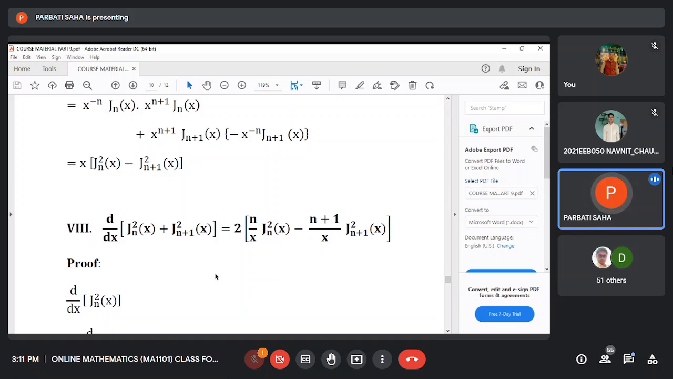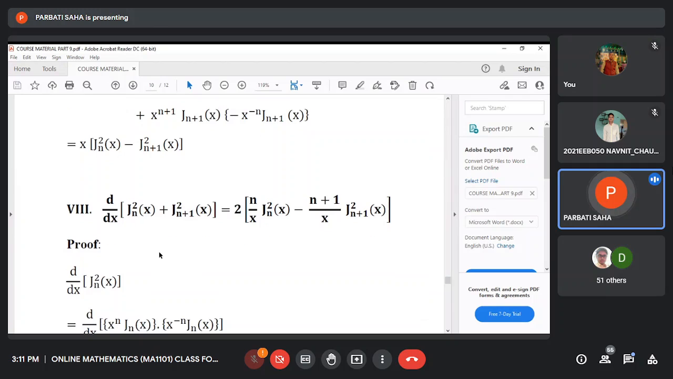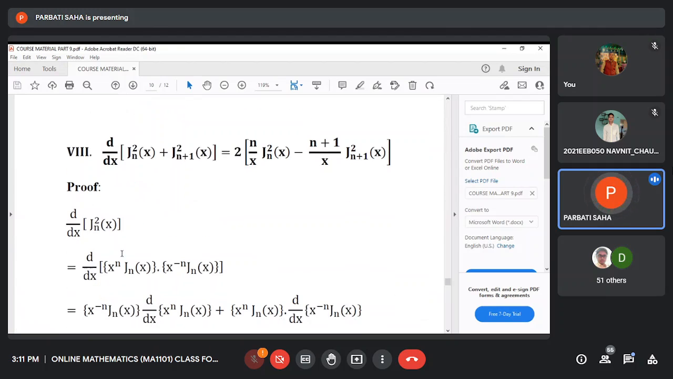Another relation you have to prove. Just see, d/dx of this. Now d/dx of Jn square x: Jn square x may be written as x to the power n into x to the power minus n, that is actually x to the power 0 Jn x. So if you multiply this, then it will be Jn square x. Just Jn square x is written as this.